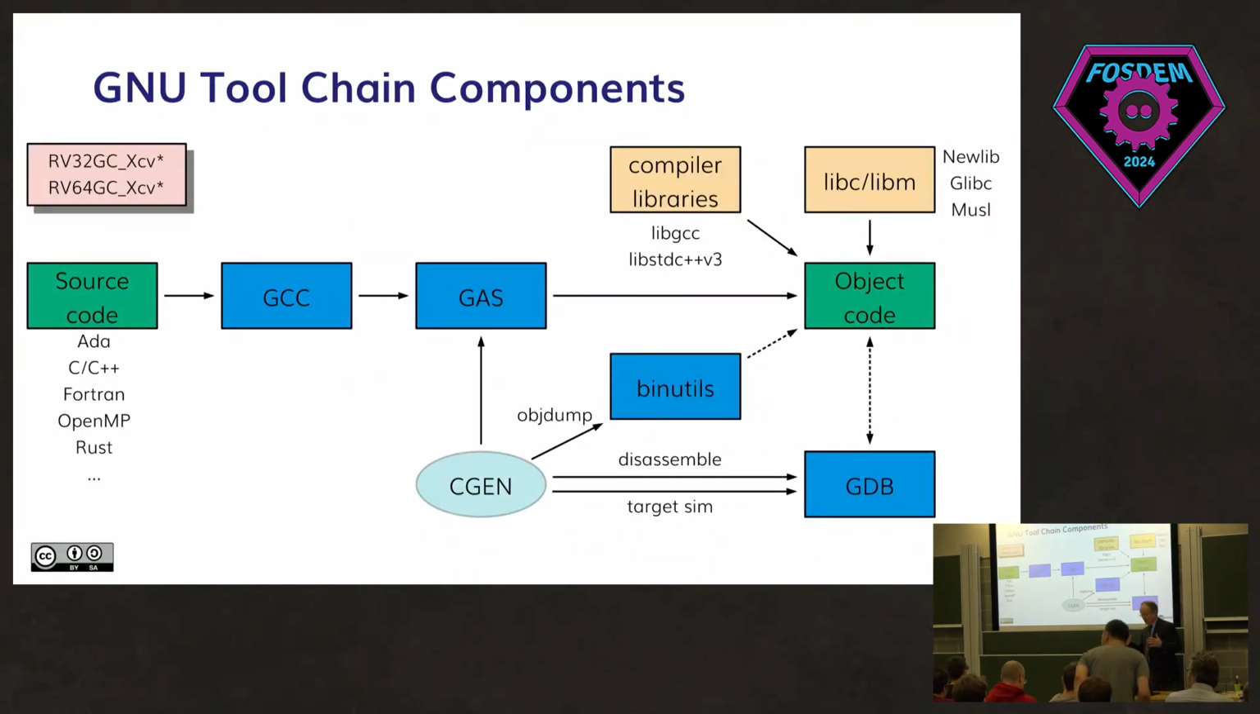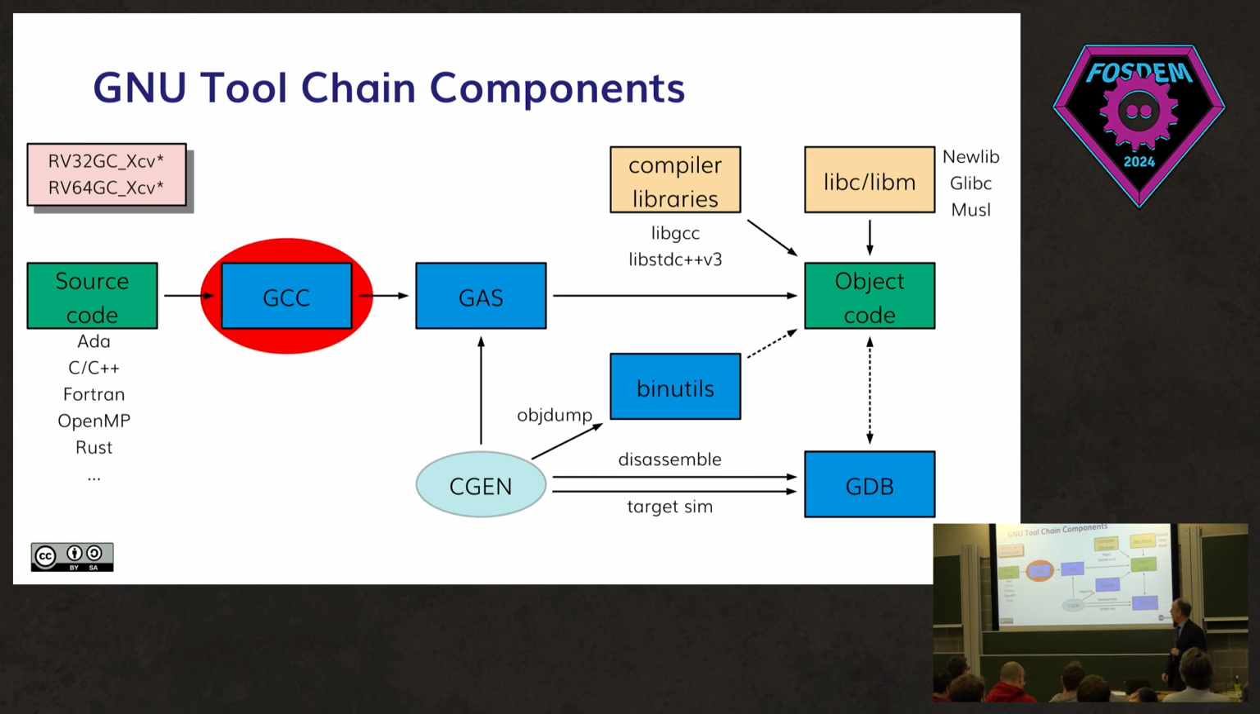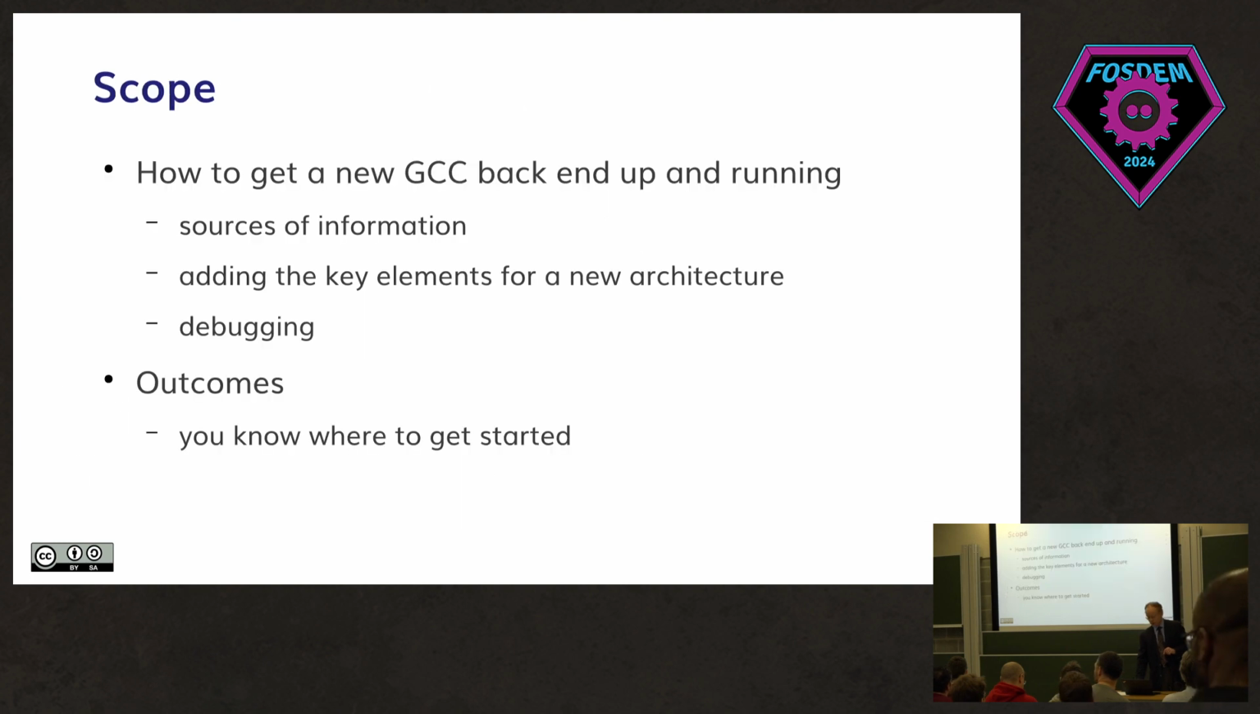Yes, so that's everything that makes up the GNU tool chain. I'm going to go through some of these slides very fast because it's reference material. It's so you can go back and look at the video afterwards if you want to check something. This is only going to look at GCC, so I'm not going to worry about the assembler or any of the other stuff. I'm just going to look at the compiler and how you add something to a new chip. So how you get the back end up and running, where you can get more information, what the key things you need to do are. And what I hope is at the end you won't be able to write a new compiler, but you'll know where to get started.